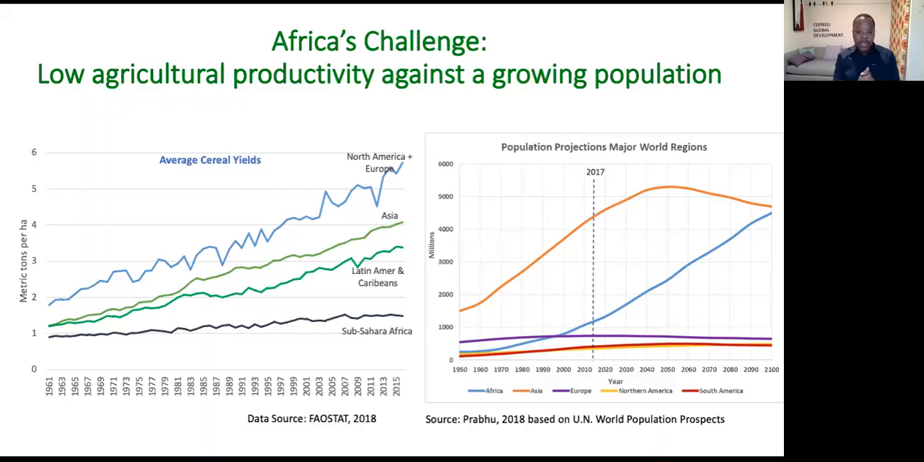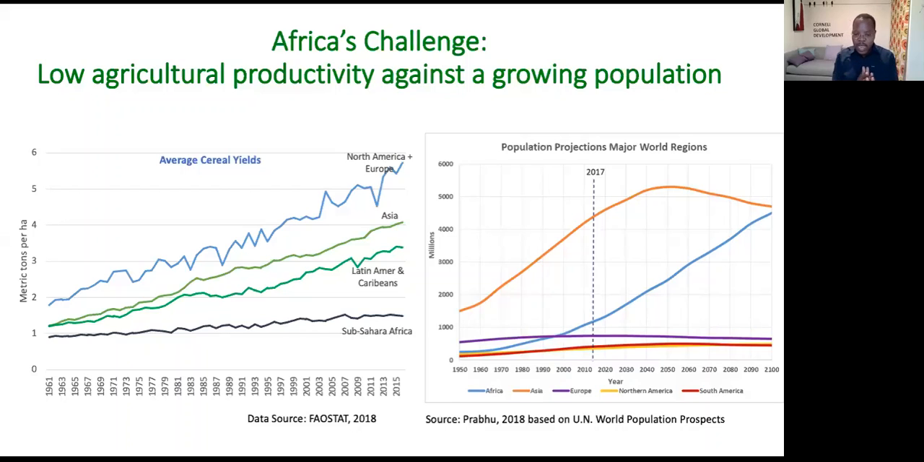On the right-hand side, you see a graph that shows population growth and projections for different parts of the world. From 2020 onwards, almost all the global population growth is coming almost exclusively from Africa. The line for Asia, Europe, North America, and South America is almost flat. So by the end of this century, Africa is expected to be the only place where there's significant population growth.